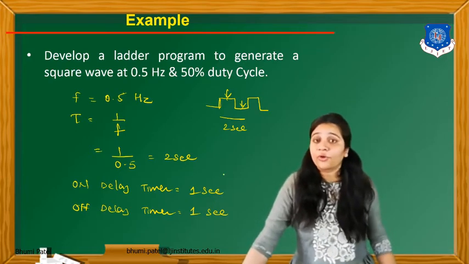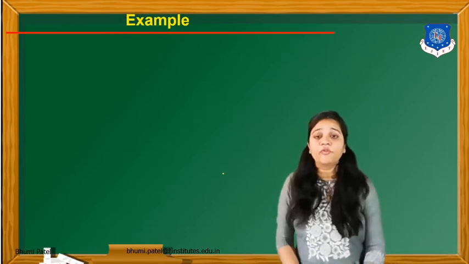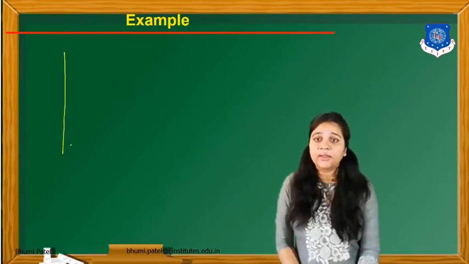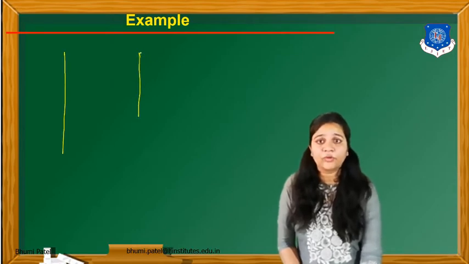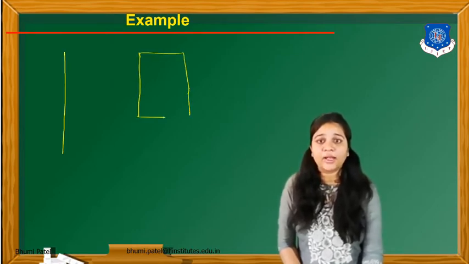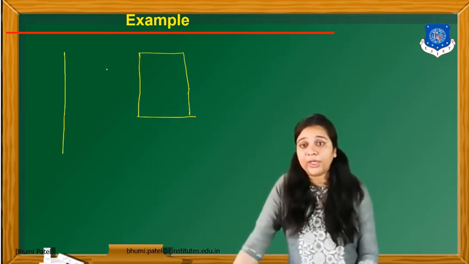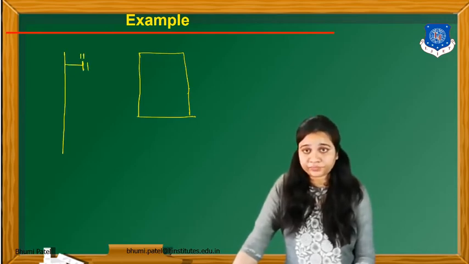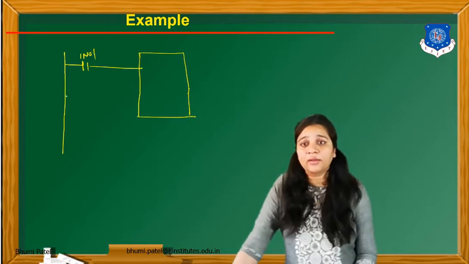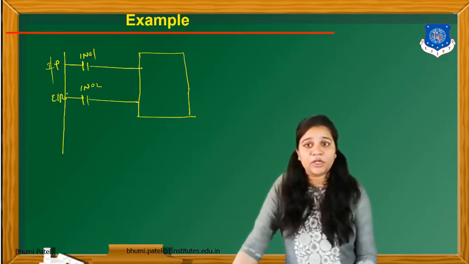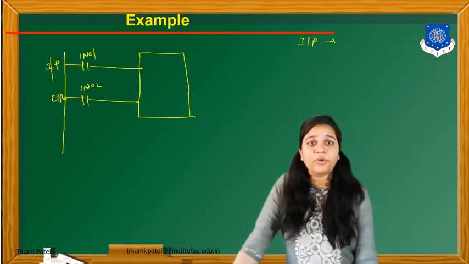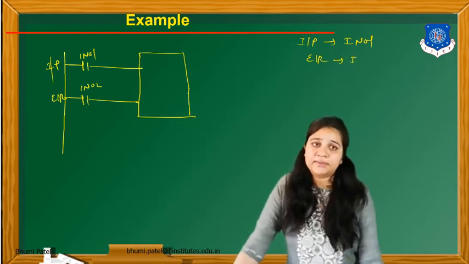Next we have to draw the ladder diagram. For that you compulsorily have to take the input signals. Whenever you draw the T on or T off timer, you compulsorily take 2 inputs. The first input name is, suppose, IN01, and the enable or reset is IN02. This is my input and this is my enable or reset. In the exam you have to mention that the input is named IN01 and the enable input is IN02.